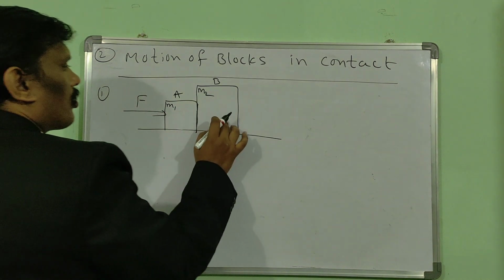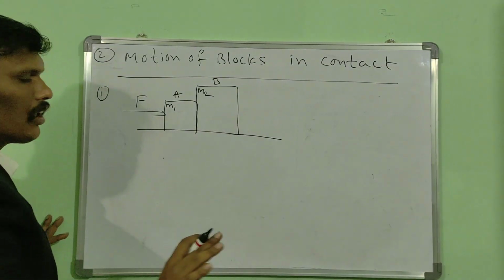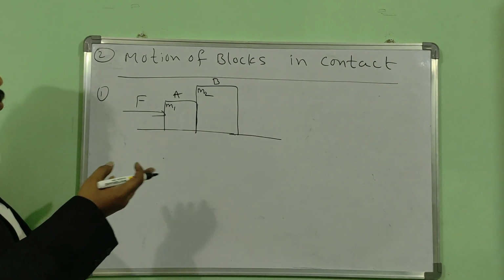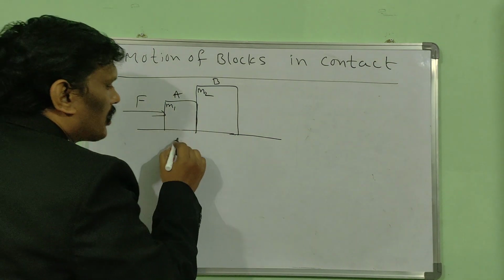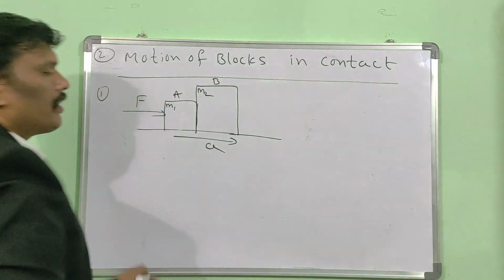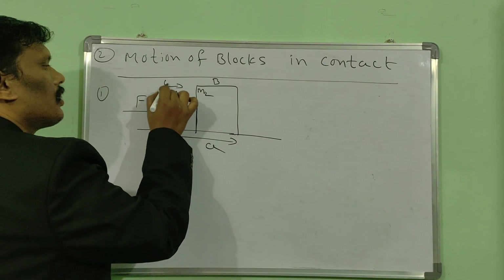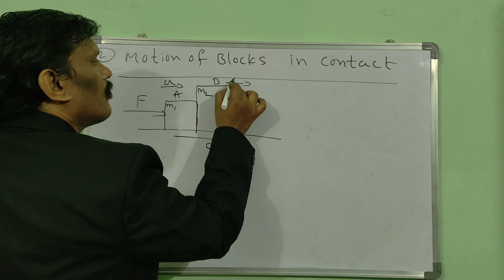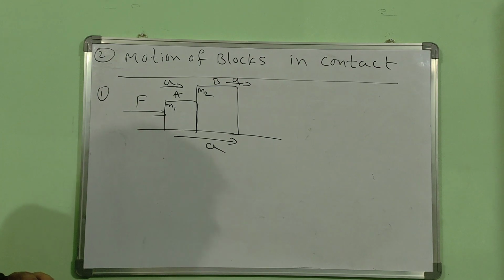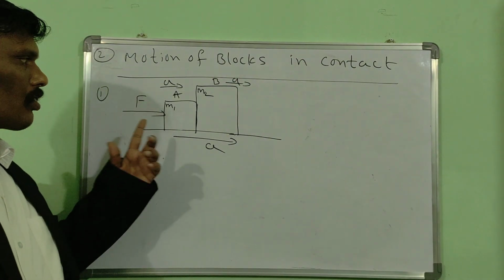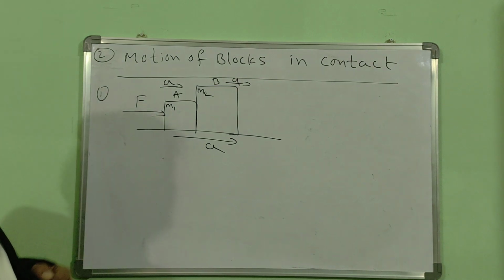Both blocks move together with the same acceleration. Why? Because both are in contact. Both blocks are moving with the same acceleration A. What is the acceleration of M1? A only. What is the acceleration of M2? A only. The total system acceleration is A only, because both are in contact, moving with the same acceleration.